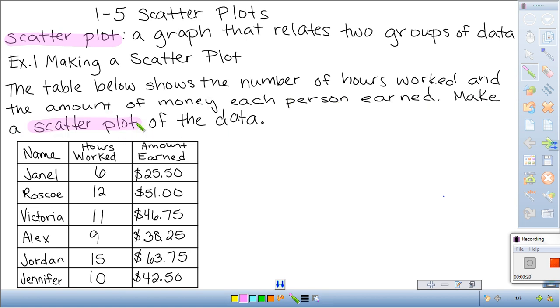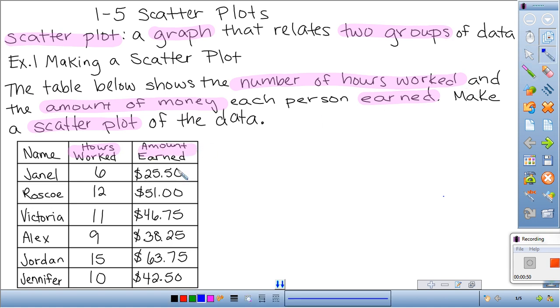So they want us to make a scatter plot, which is simply a graph that relates two groups of data. But when I look at this table, I notice I don't have two groups, but I have 1, 2, 3 groups. So I have to determine which two groups are the two that I'm putting on my scatter plot. So again, I'll look back at my problem. The table below shows the number of hours worked and the amount of money each person earned. So those are the two things I care about, the number of hours worked and the amount earned.